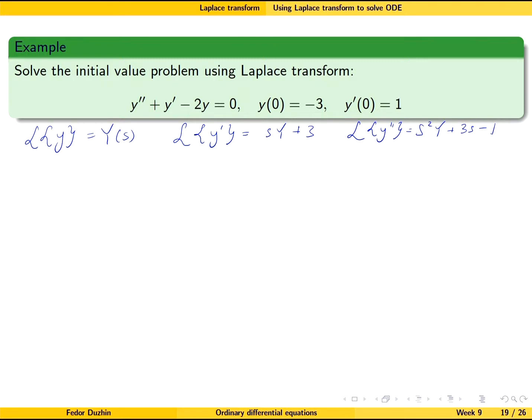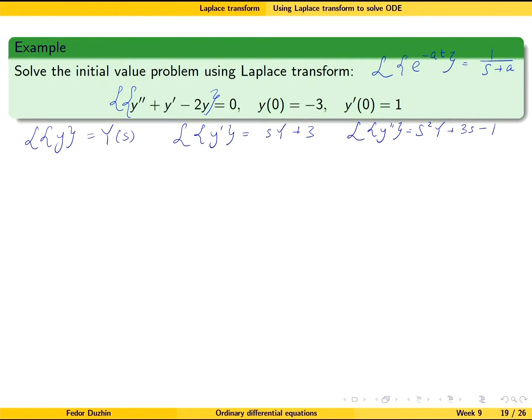So another thing that we need is the following property. Well, we actually saw this, that the Laplace transform of an exponential function e to the minus at is 1 over s plus a. Okay, so now what we are going to do, we are going to apply the Laplace transform to the left hand side of this differential equation.